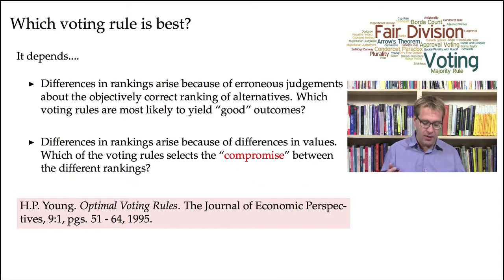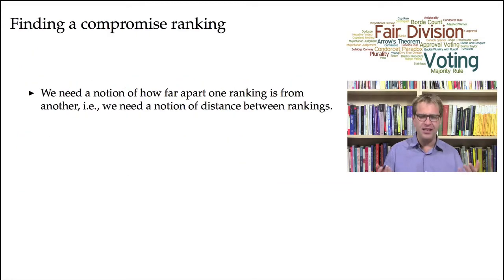Now, in this lecture, I want to focus on this aspect of a disagreement. The idea is that the voters disagree not because they have different information, but because they're ranking the alternatives or candidates, they're evaluating them differently. So our goal is to find a compromise between the different rankings. But what exactly is a compromise between rankings? Remember, rankings are just orderings over a set of alternatives. So they're these discrete objects.